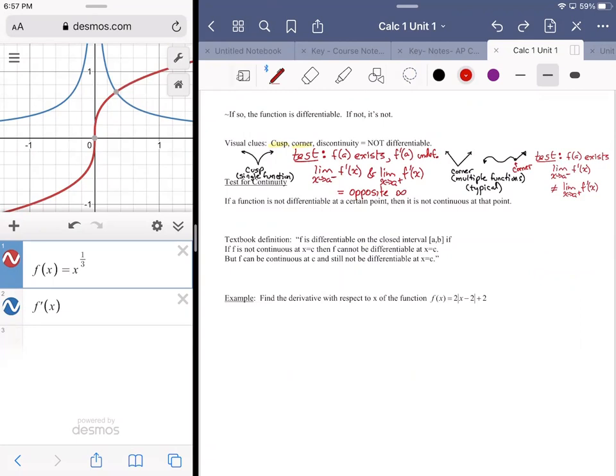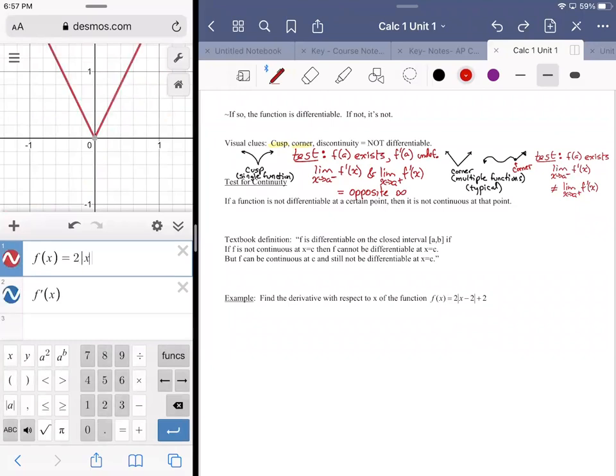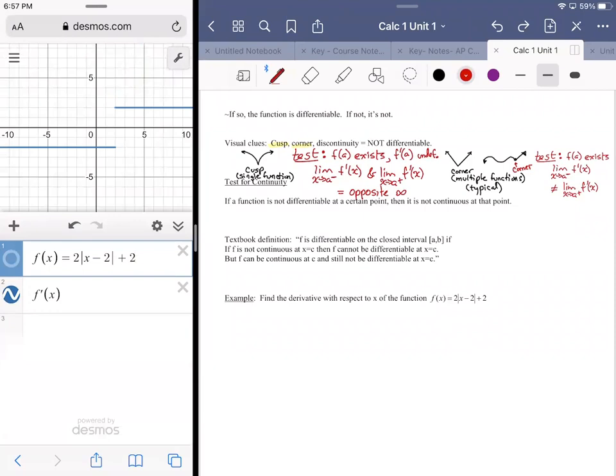Okay. So, example: find the derivative with respect to x of the function. Now we have an absolute value function. You could graph it, absolute value of x minus 2. Close it up, tack on a 2 at the end, zoom out, turn off the absolute value, and you can see that the Desmos calculator can handle derivatives of absolute value functions perfectly well. Okay, that's pretty nice.